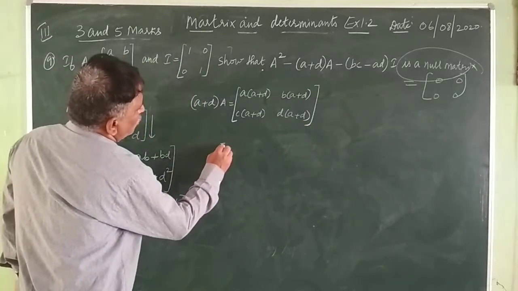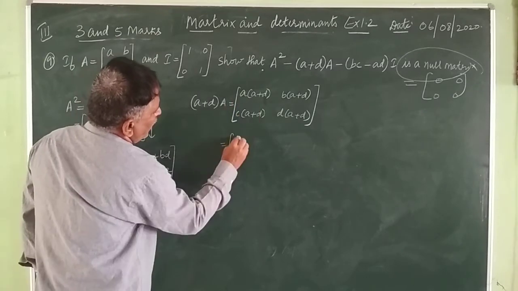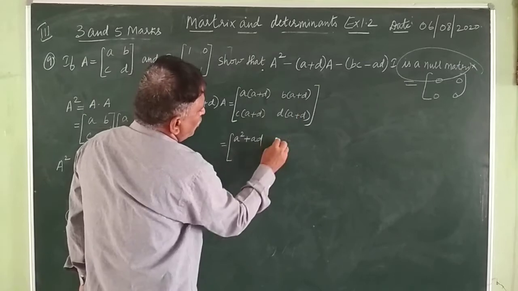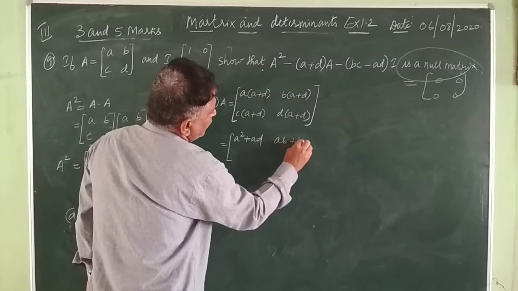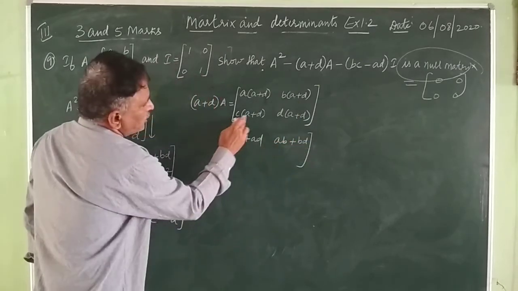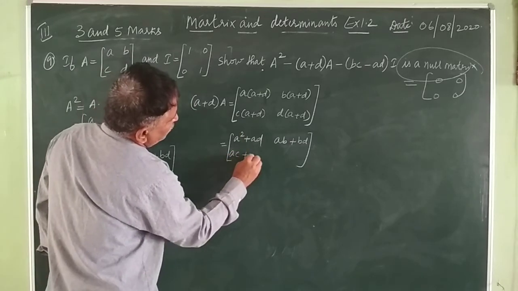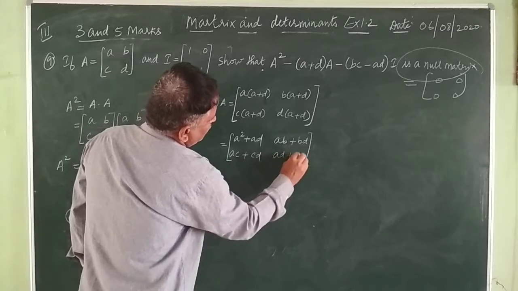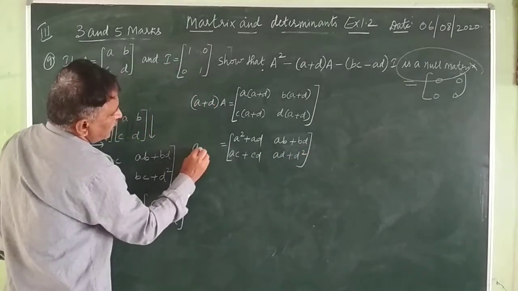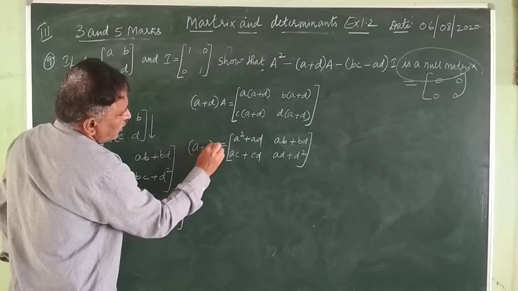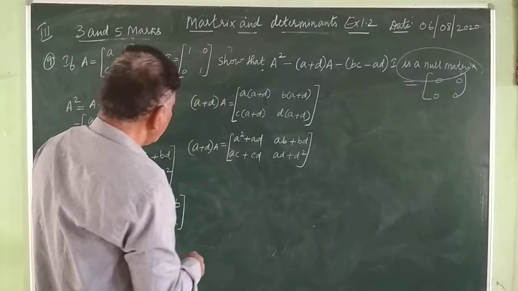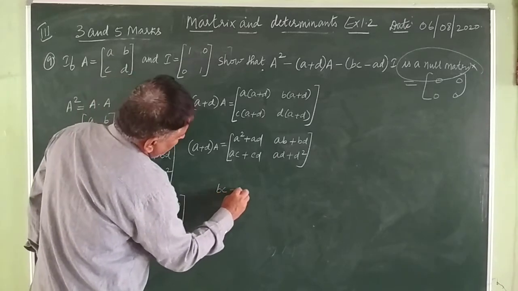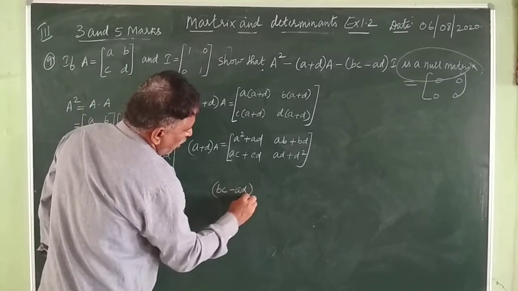Now this is equal to A into A, A square plus A into D, AD; B into A, AB plus BD; next, C into A, AC plus CD; next, D into A, AD plus D square. This is (A plus D) of A. Okay? Yes. Next, BC minus AD into I.